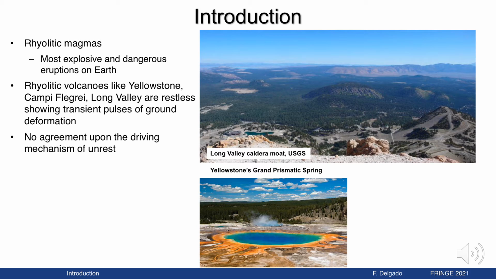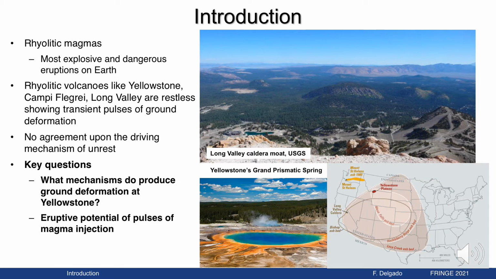Some of these calderas remain restless for several thousands of years after their formation, and they tend to show transient pulses of ground deformation whose driving mechanism is a matter of controversy to date because a lot of these volcanoes have large hydrothermal systems. In this poster I have two research questions. What mechanisms do produce ground deformation at Yellowstone caldera, shown on the right in the western United States? And if the deformation is of magmatic origin, what is the eruptive potential of these pulses of magma injection?